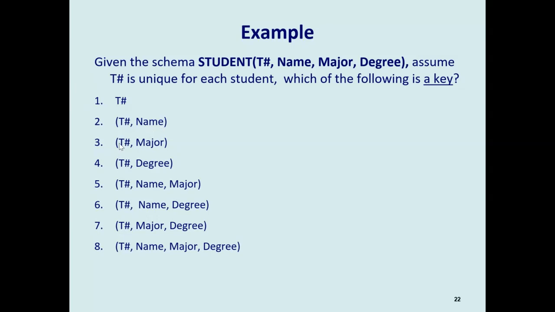Similarly, it applies to number 3 and 4, and number 5, 6, 7, 8. So given these 8 possibilities, only the T number itself is a key. So only option 1 is right. The remaining are not keys because they do not satisfy the minimality constraint, meaning they contain a key plus some extra attributes. So those kinds of structures will not make them a key. You understand? Questions? Okay.